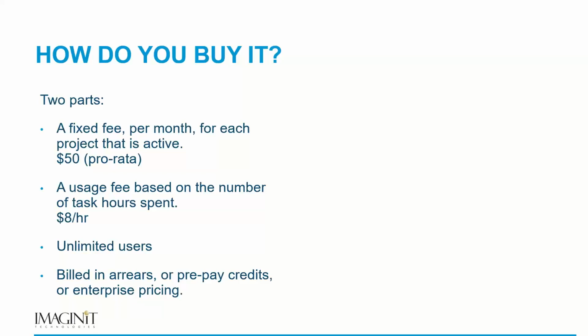So if you run a PDF task that takes 30 minutes, you would have, in that case, $4 worth of task charge. There's no limit on number of users. And right now we're working on either something where you're billed after the fact, or we should momentarily have prepay credits or some customized enterprise pricing. So that's the rough view of how we're charging for Clarity. Some of that is driven by Autodesk, and that's how Autodesk charges us for portions of that.